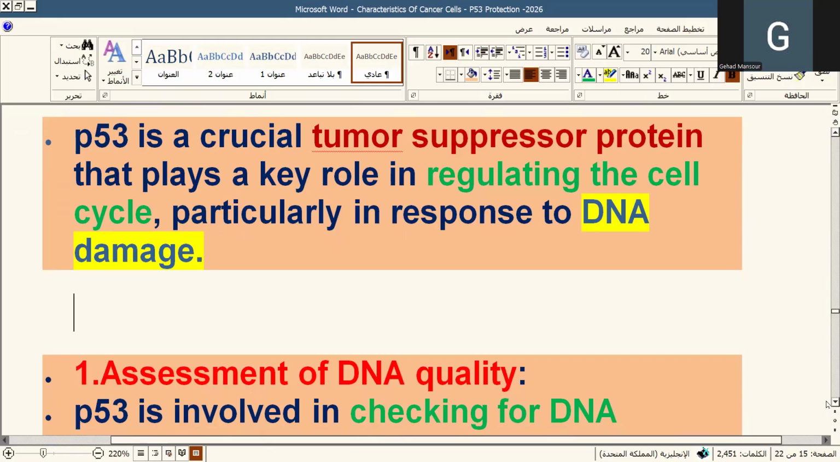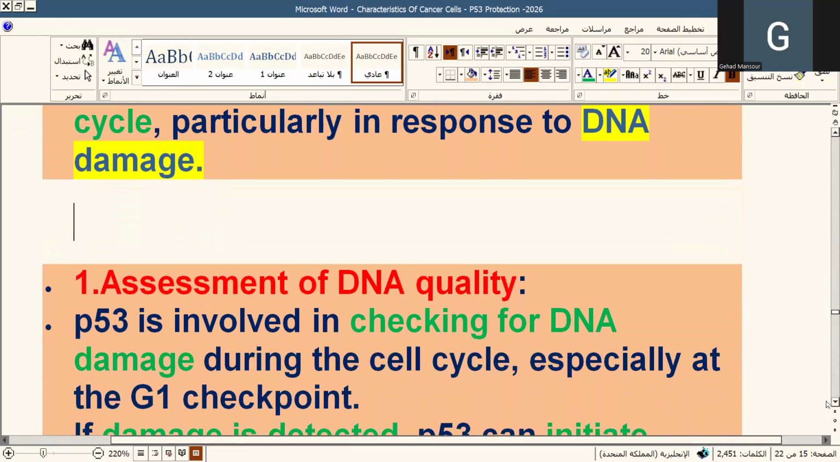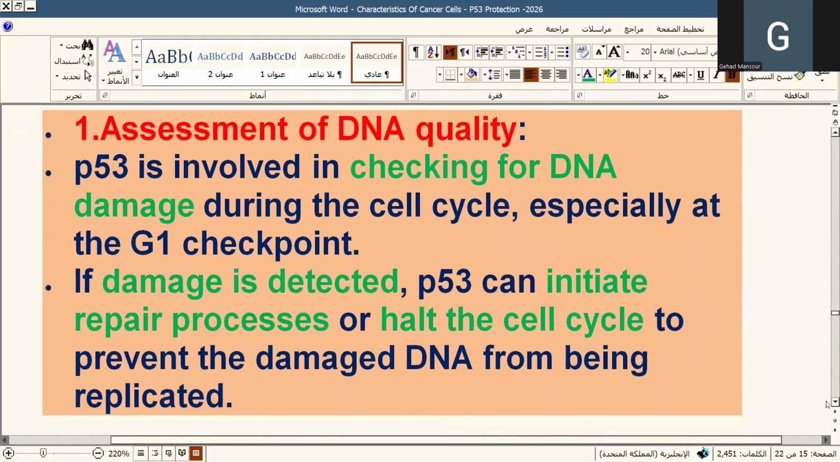And that's why, through this negative regulation of the cell cycle, it is protecting the cell against the spread and the propagation of the mutated cells. And in this video, we are going to focus more on the detailed mechanisms that are carried out by P53 to achieve those tasks.